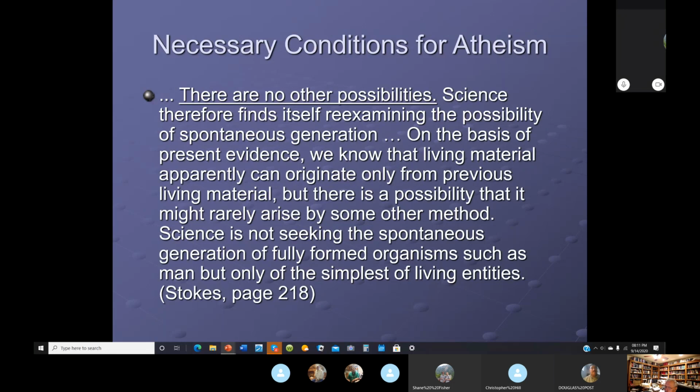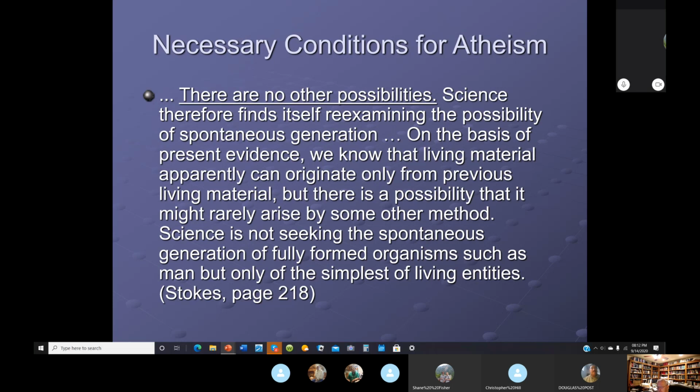Science, therefore, finds itself re-examining the possibility of spontaneous generation. We got to go back and undo what Pasteur did. Okay. On the basis of present evidence, we know that living material apparently can originate only from previous living material. But there's a, I stop right there. I'll move my cursor right here. I want you to see this. If he'd stopped right there, it'd be dead right.